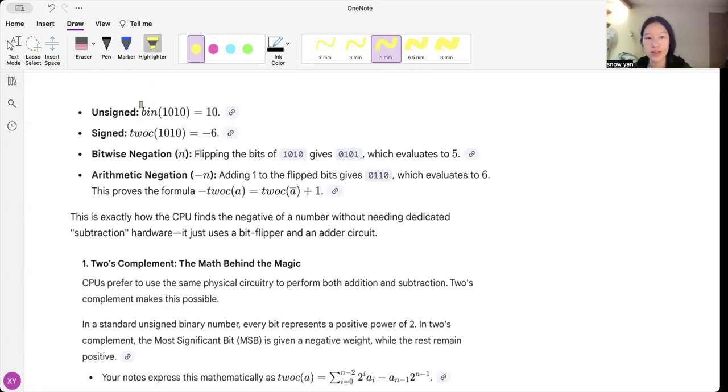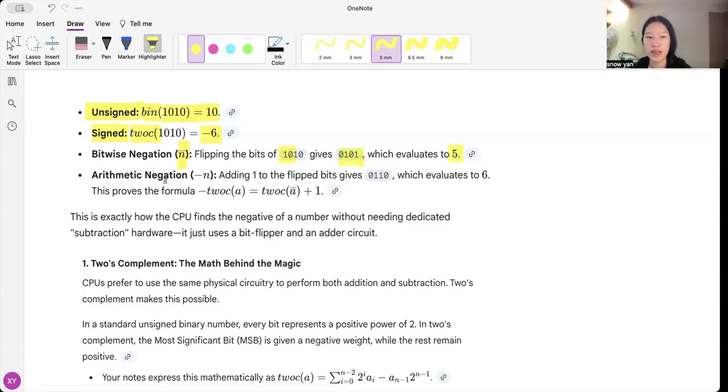So first, there is unsigned, which we represent as binary. For instance, the example I gave earlier was 10. Signed, we just represent as two's complement, which we do as this. And the bar on top is bitwise negation. So 10 gives 0101, which evaluates to 5.